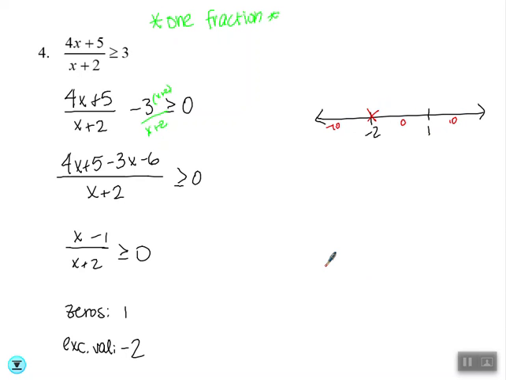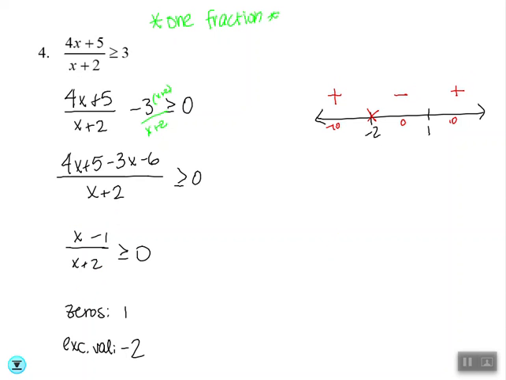Again, I'm going to do this shortcut. If I plug negative 10 into the numerator, I'm going to get a negative, and into the denominator is also a negative. So negative divided by a negative is positive. If I plug in 0, I'm going to get negative 1 over 2, which is negative. If I plug in positive 10, I get positive over positive, which is positive.